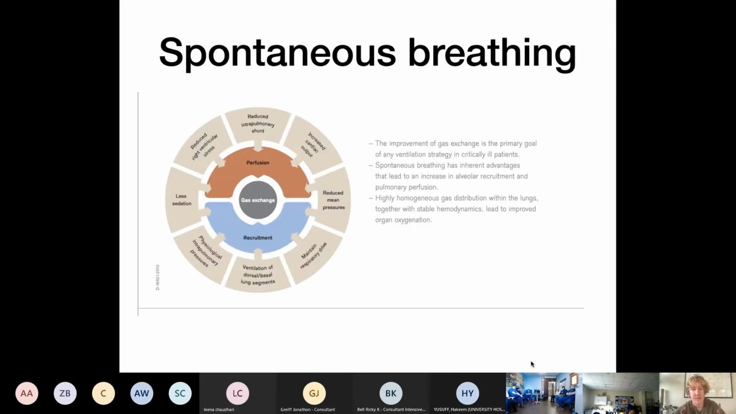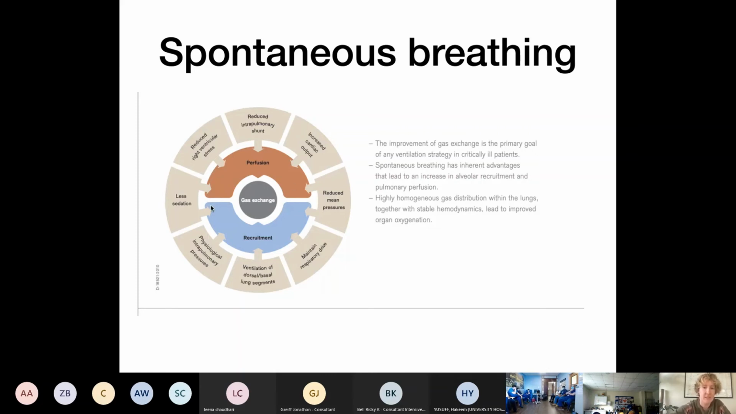So just something about spontaneous breathing. This is from the Draeger ventilator manual. Spontaneous breathing is what we do when we're well, and there's plenty of evidence to suggest that if you start getting your ventilated patients to breathe spontaneously, it has inherent advantages, and you can get improved alveolar recruitment and perfusion, more homogeneous gas distribution, stable hemodynamics, and improved oxygenation.